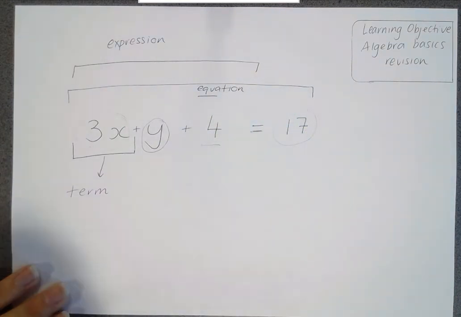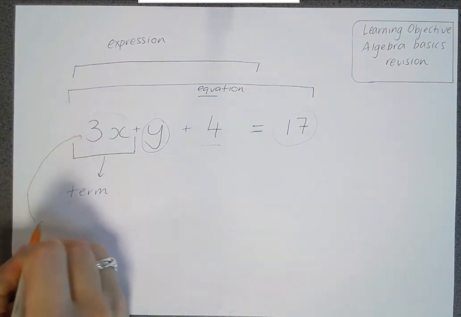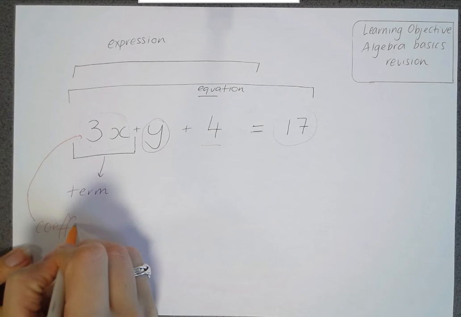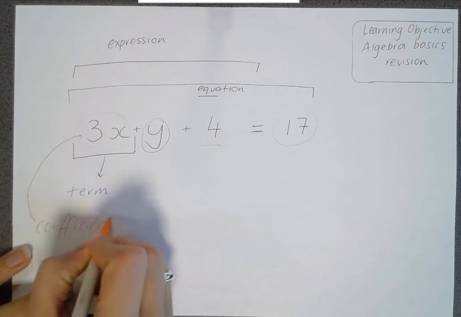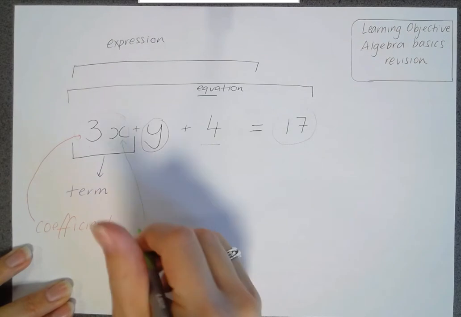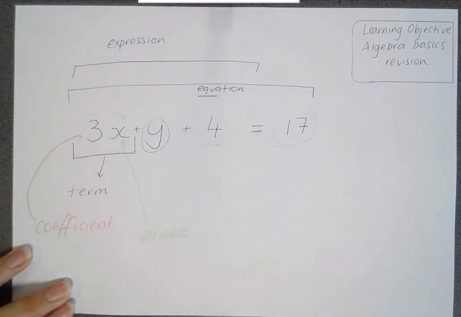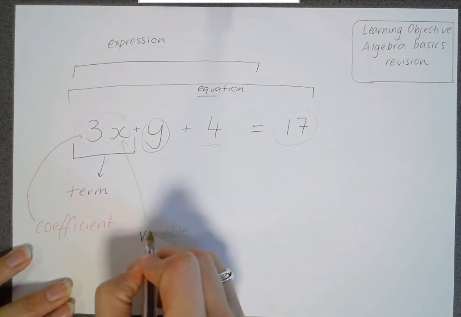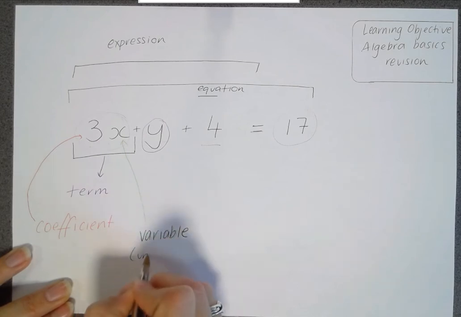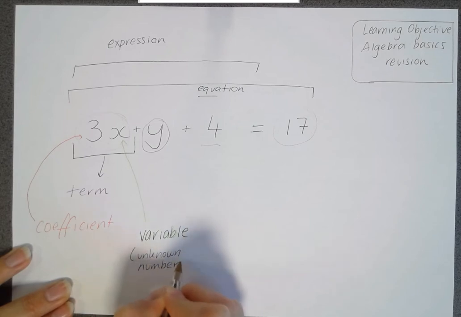Within this term there's a few different things. Number one, we've got the number, and the number is the coefficient, right? The coefficient. And the x is our variable. Now a variable, I can't really see that, so I might write it over it again. The variable is our unknown number, and it can quite literally be anything.